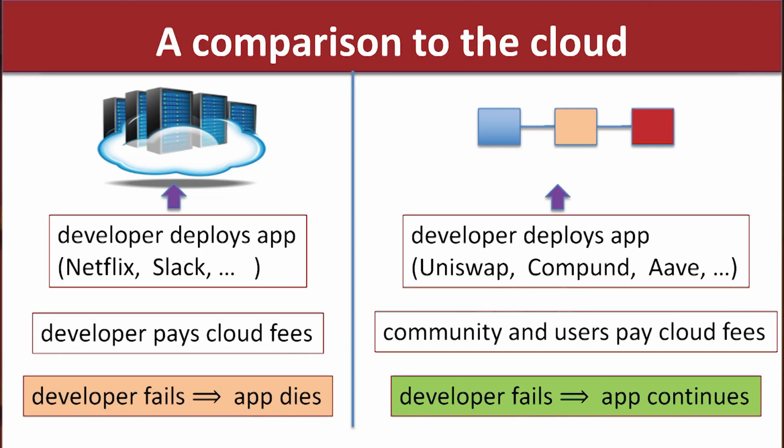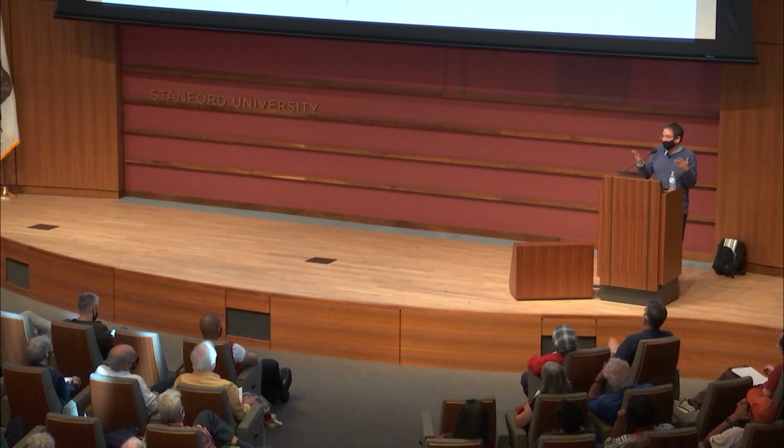Traditionally in the cloud, the developer is the one that deploys the application. The developer is the one that pays the cloud fees. So Netflix pays Amazon for the privilege of running the Netflix application in the Amazon cloud. If the developer fails, if Netflix goes out of business for some reason, the application will go away. You understand this, right? If Slack, for some reason, goes out of business, nobody can use Slack anymore, because now nobody's running the Slack application in the cloud. This is just the traditional cloud model.